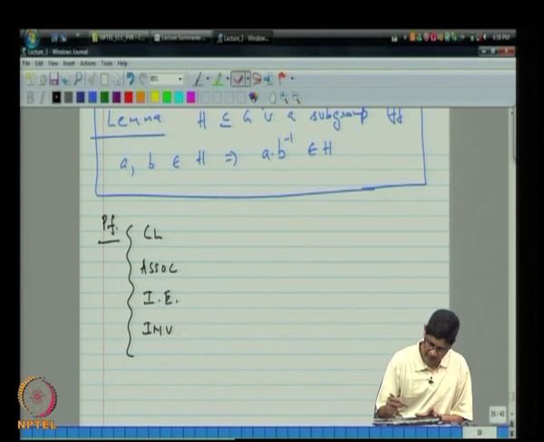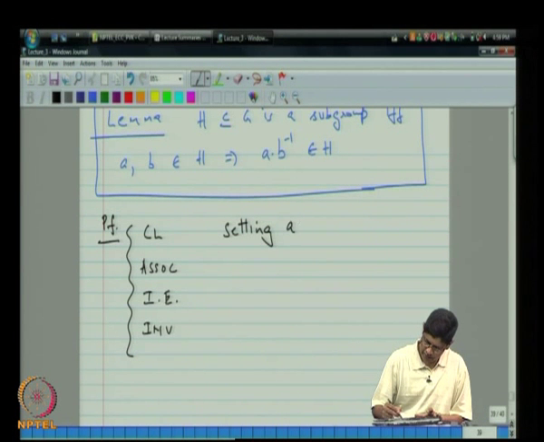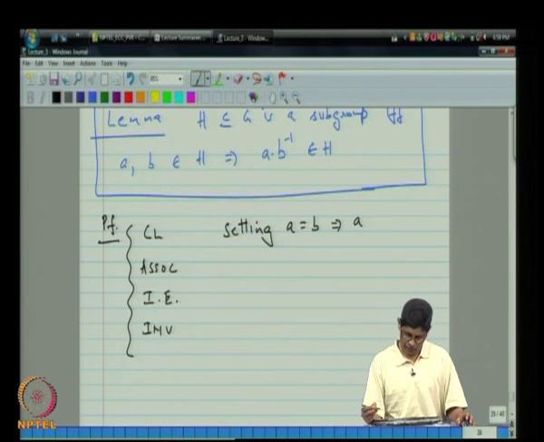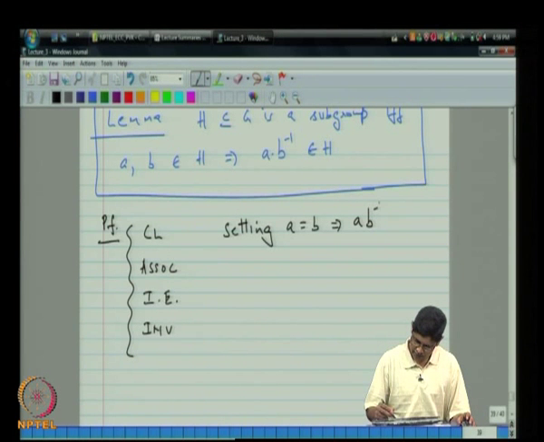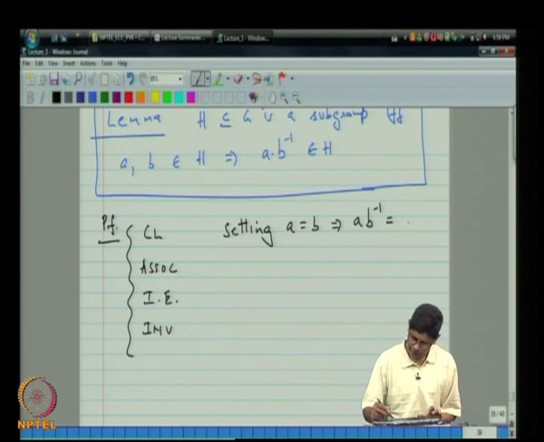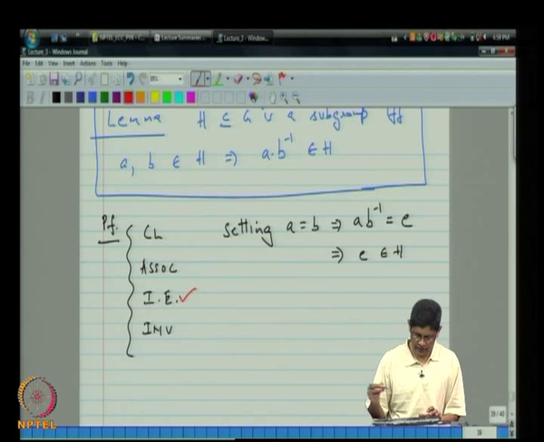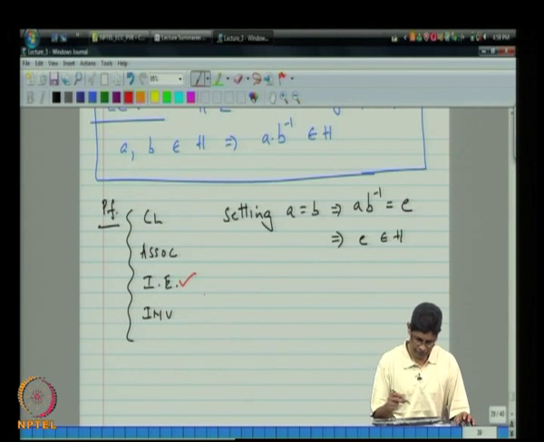So, when we set A equal to B, that implies that A B inverse is equal to the identity, which implies that the identity element belongs to H. So, thus we have checked that the identity element belongs.